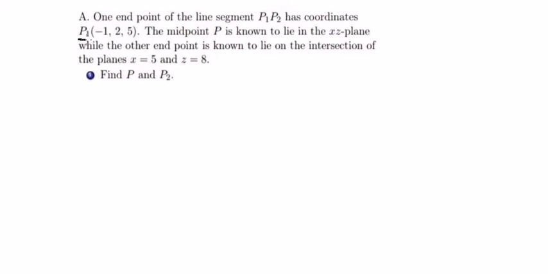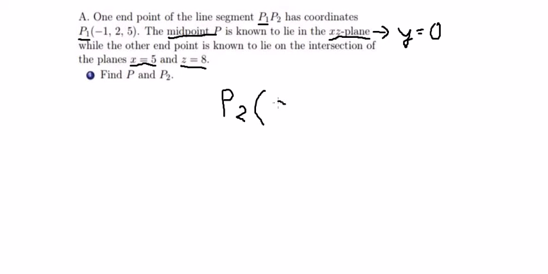They just provide P1, which is a point of the segment P1, P2. We know that the midpoint P is on the XZ plane. Because it is on the XZ plane, we know that y should be equal to 0. P2 has x equal to 5 and z equal to 8. So we know that P2 in this situation is 5, y, and 8.